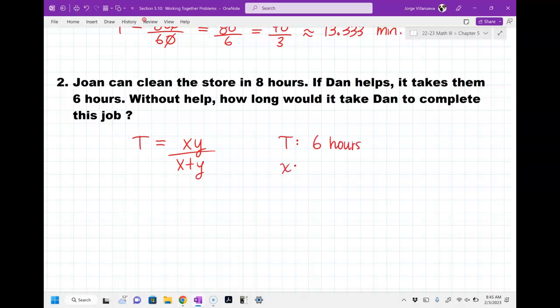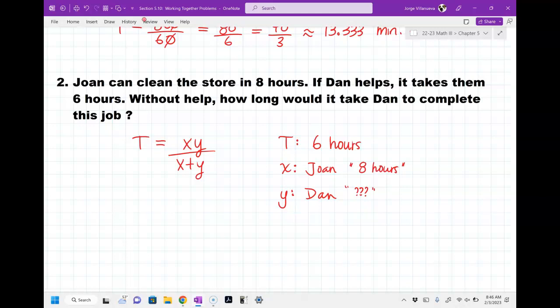And we'll just say x. I know I usually use y, but we'll say x is for Joan, and that's 8 hours. So I'm going to put right here 8 hours. That means that y is for Dan, but we don't know the amount of time. So we got to figure out the y value. That's what they want us to do. Figure out how long it takes Dan to do the job.